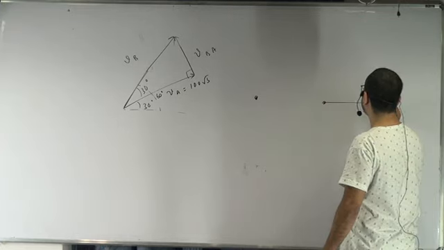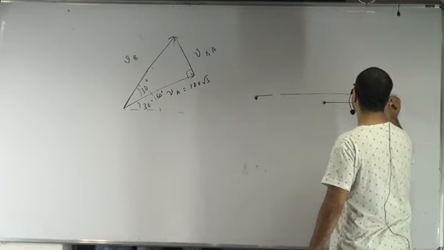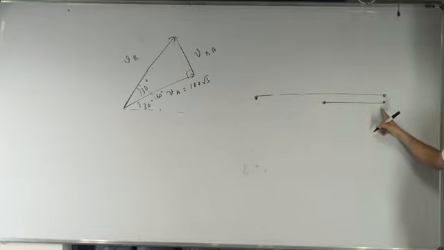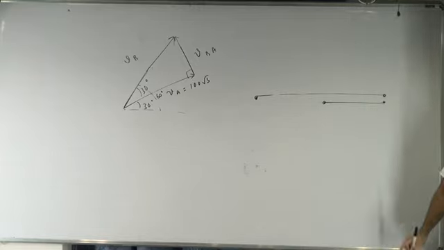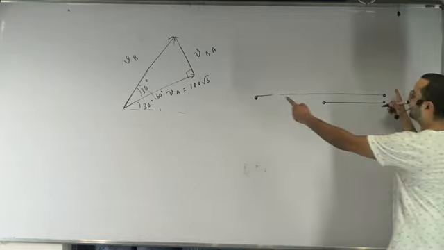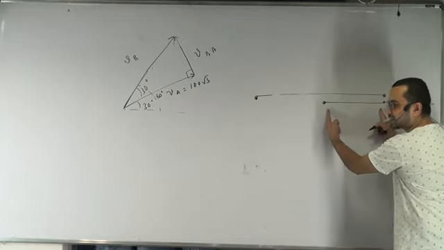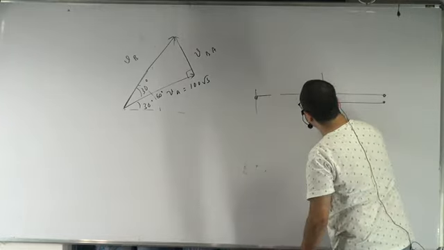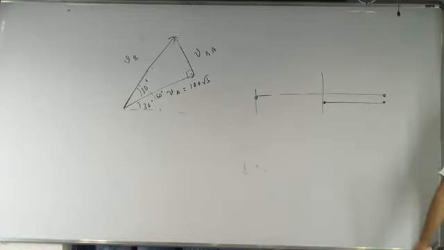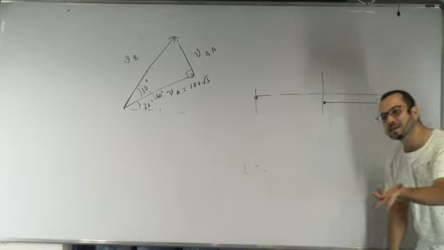When it reaches this point, it means there is a collision, correct? What is the relative displacement between them? This displacement minus this displacement. Which displacement? This displacement. What is that displacement? That is the initial separation between the two.